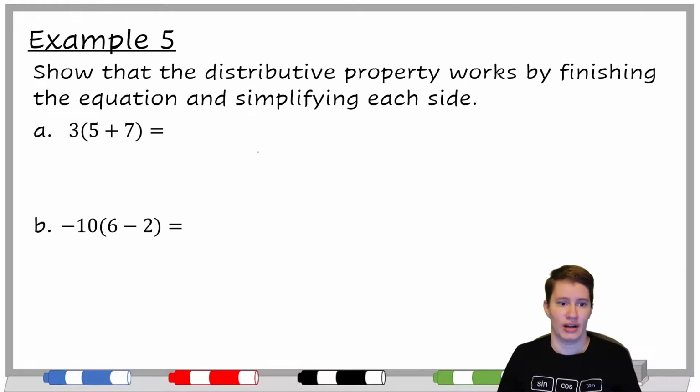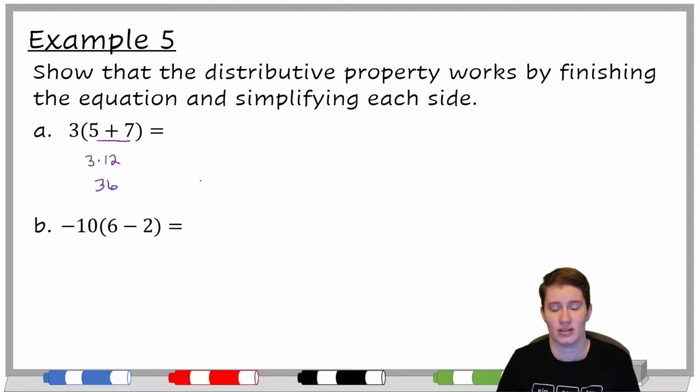Okay, example 5. Show that the distributive property works by finishing the equation and simplifying each side. So what we're going to do here basically is work this out 2 different ways to show that this works. Kind of like what I did at the very beginning of the lesson. So we're going to work it out one way where we say, okay, let's do 5 plus 7 and get 12. And then let's times it by the 3 in front and get 36.